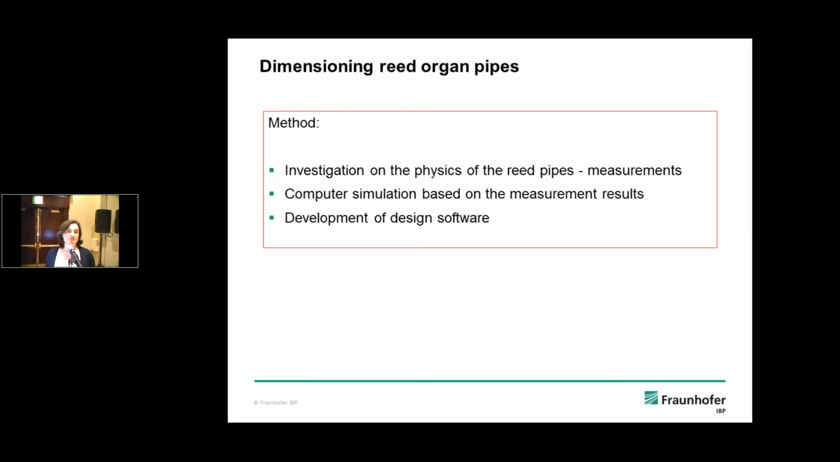So, what is our method for dimensioning reed pipes? Our method is that, first of all, we have to investigate the physics of the pipe, because we have to understand really well the physics of the pipe to be able to help organ builders in the dimensioning. So we carry out several series of measurements, and based on these measurements, we carry out computer simulation. After this, we can develop design software.